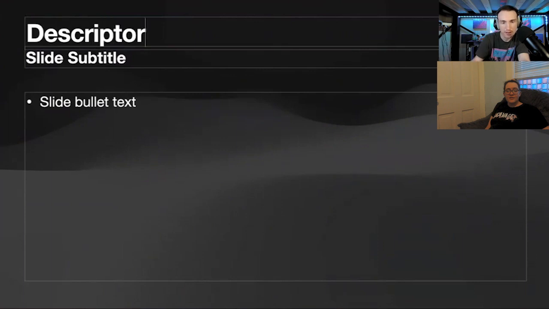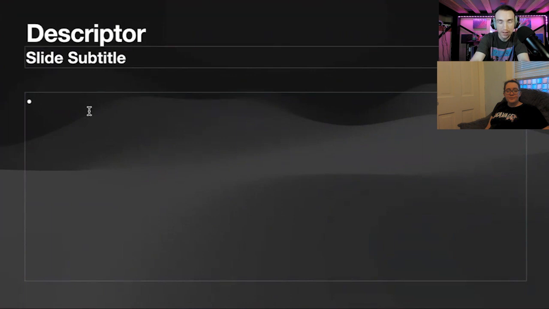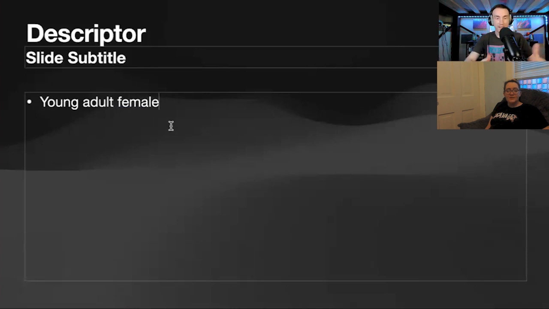Descriptor. I don't know if that's how you spell that, but it's not underlined in red, so we're going to go with it. So we'll do a young adult woman.